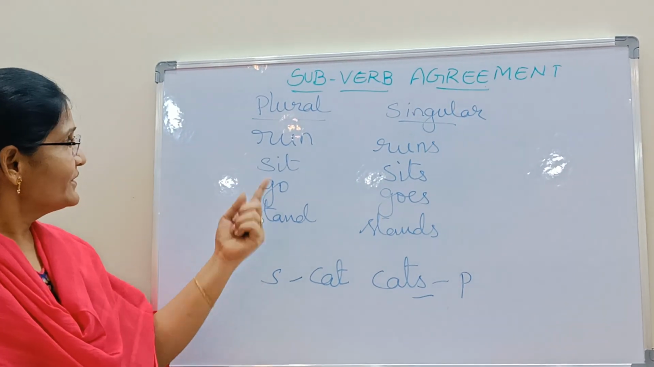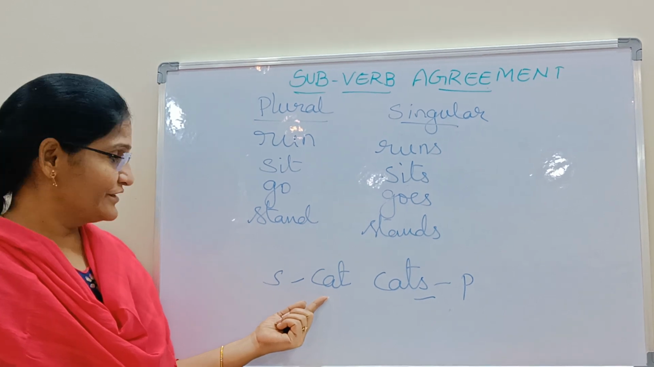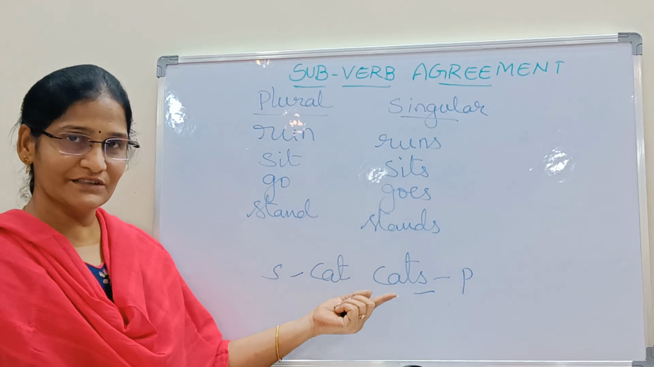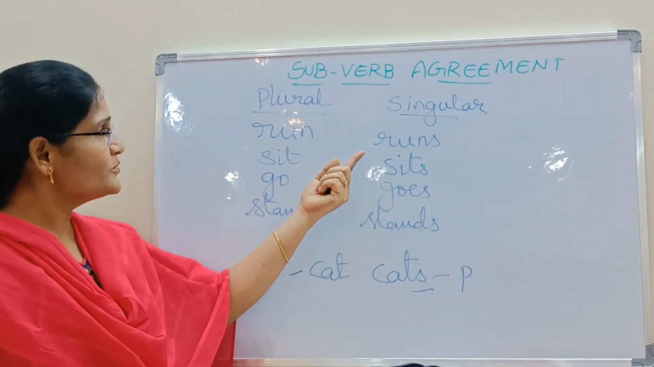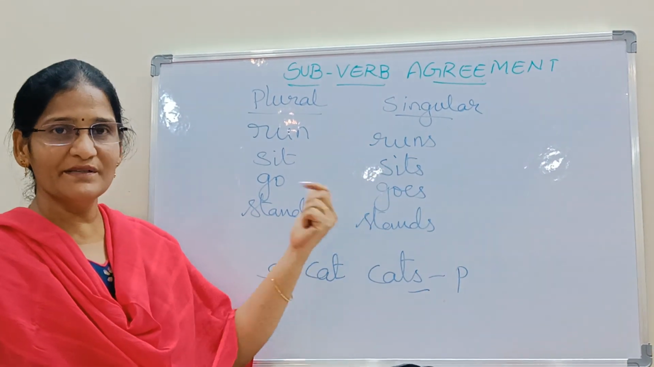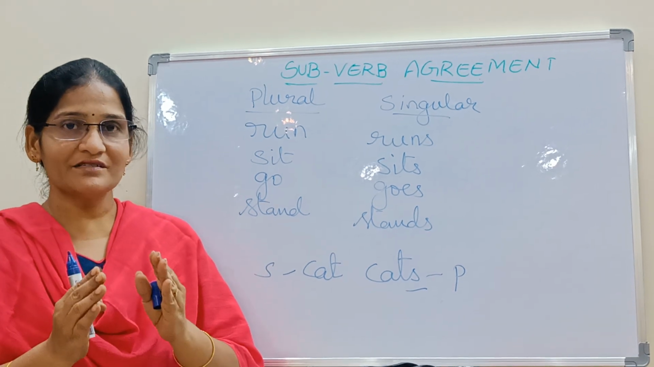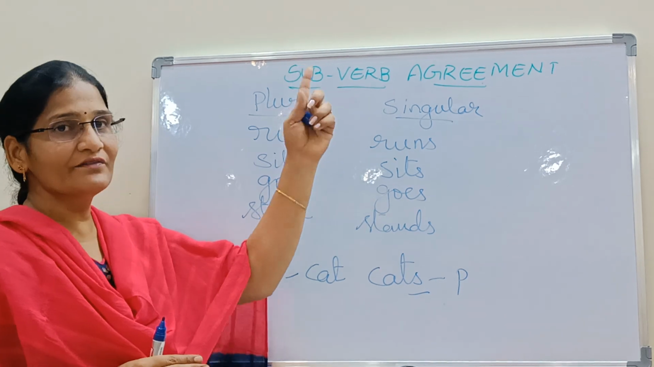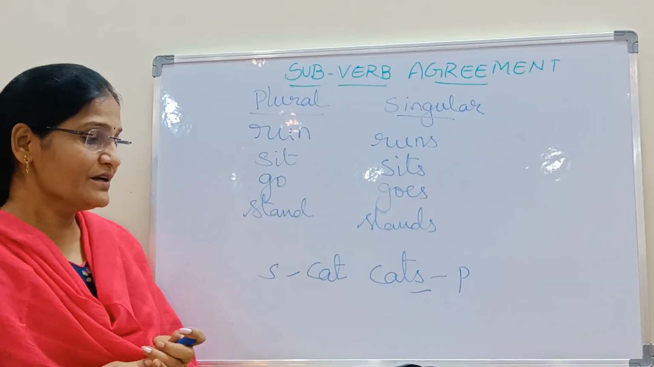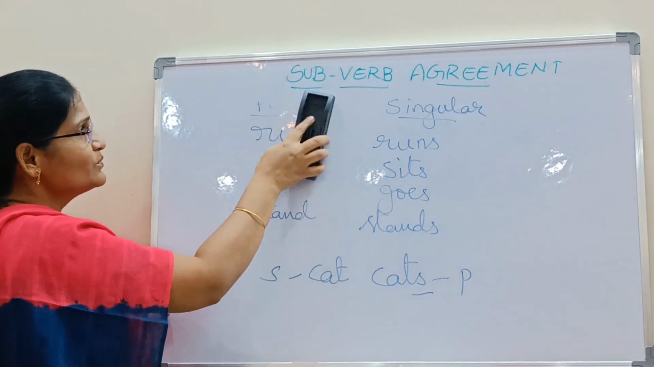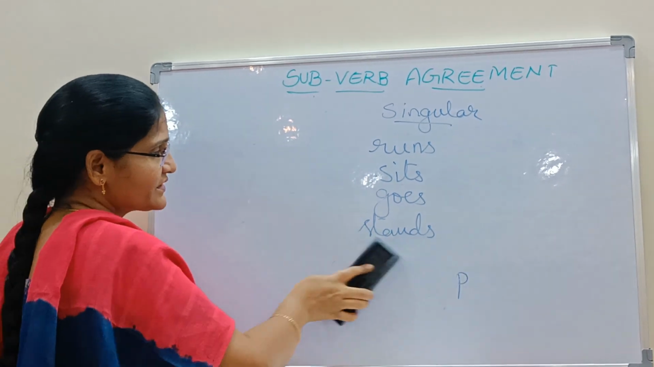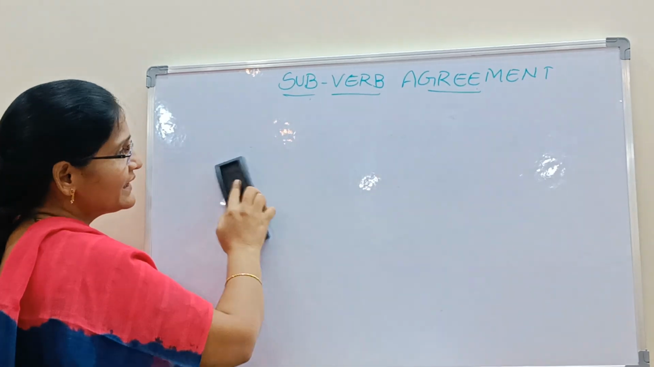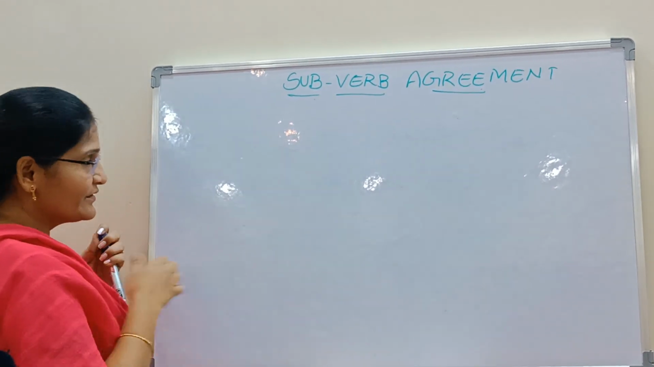Look here. Cat is singular and cats is plural. In the case of nouns, it is opposite. In the case of verbs, if you add s, it will be singular. Once you understand which is the singular verb and which is the plural verb, working with subject verb agreement will be very easy. Now let us move to the rules of subject verb agreement. What are the rules? Let me explain the first rule in a clear way.